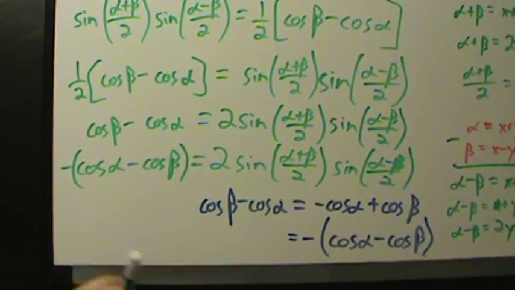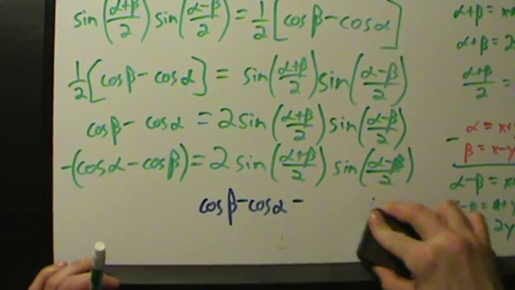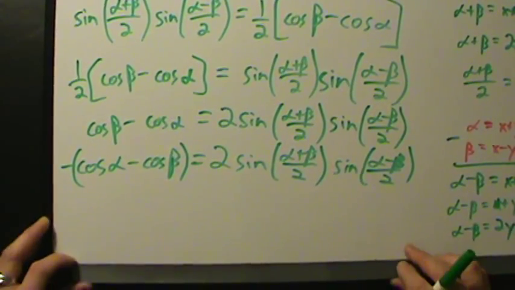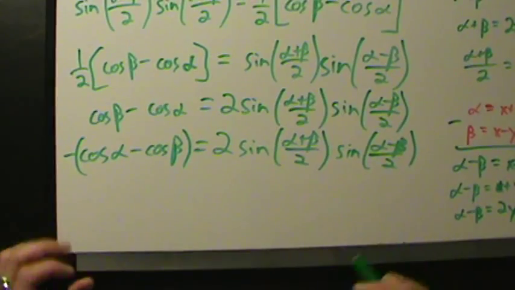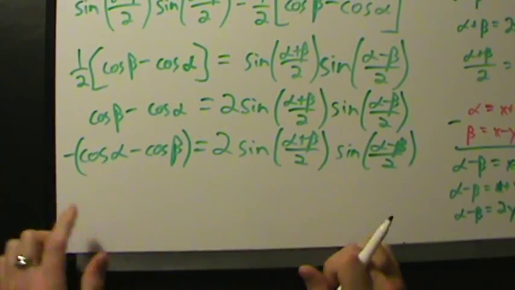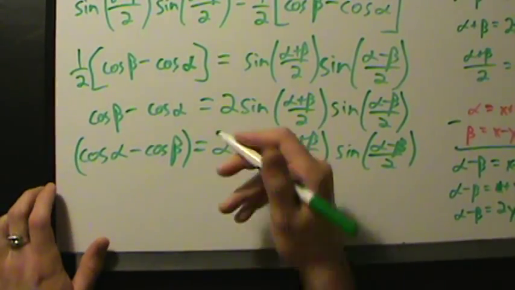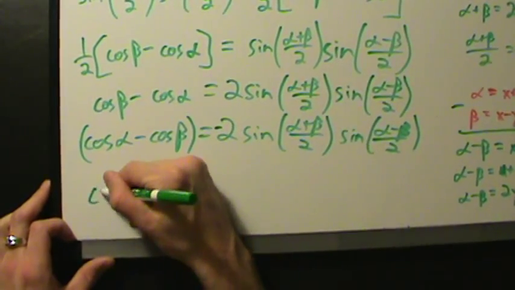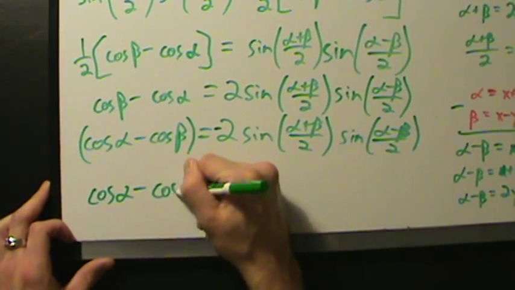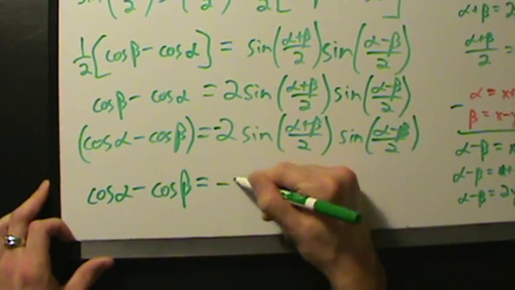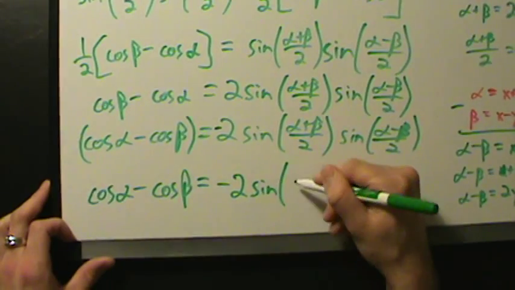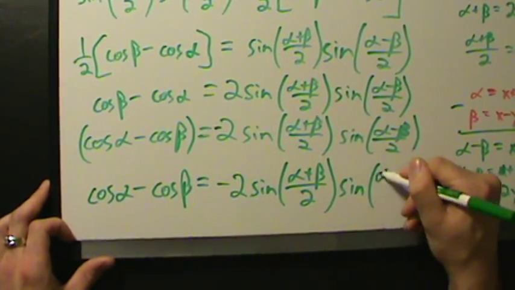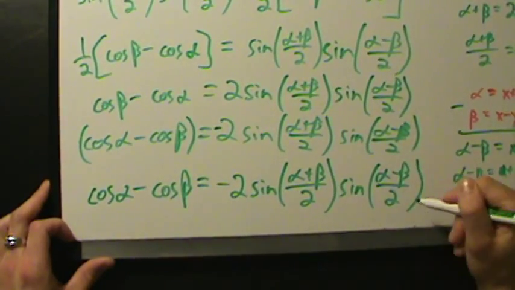Okay, now we don't really need this anymore. Now the very last thing left to do is to divide everything by -1. If we divide, or multiply really, depending on how you want to think about it, everything by -1, then this negative sign goes away and comes over here. So then what we have is cosine alpha minus cosine beta equals -2 times the sine of alpha plus beta over 2 times the sine of alpha minus beta over 2. And that's our fourth formula.